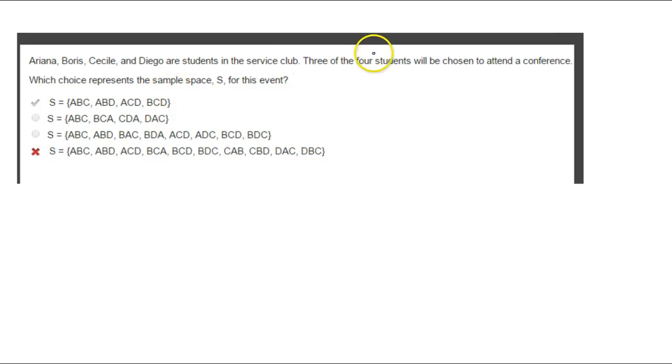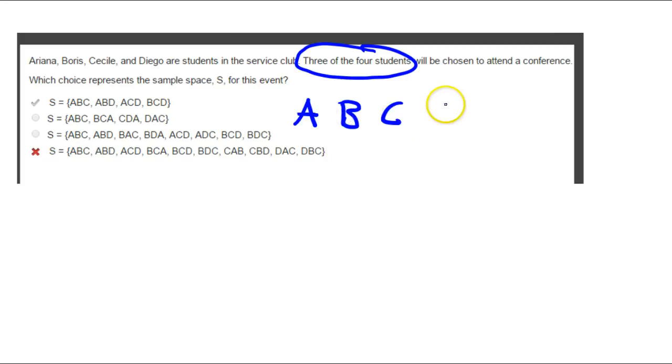So they're doing 3 of the 4 students. So the 4 students, of course, are going to be referred to as A, B, C, D. Alright, so if we're going to pick 3 of those, let's start with all of the ones that have A in it.